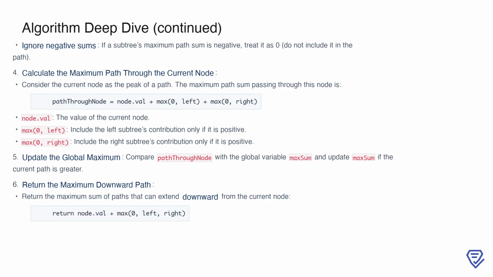Once we compute this, we compare path through node with the global maxSum and update maxSum if the current path is greater. Finally, we return the maximum sum of paths that can extend downward from the current node, calculated as node.val plus max(0, left, right). This ensures that the parent node can use the best downward path sum from its left or right subtree when determining its own maximum path.